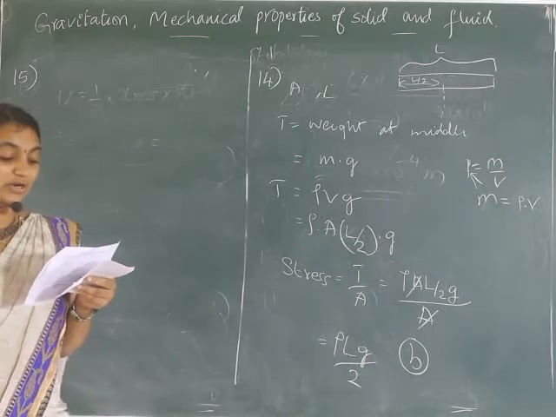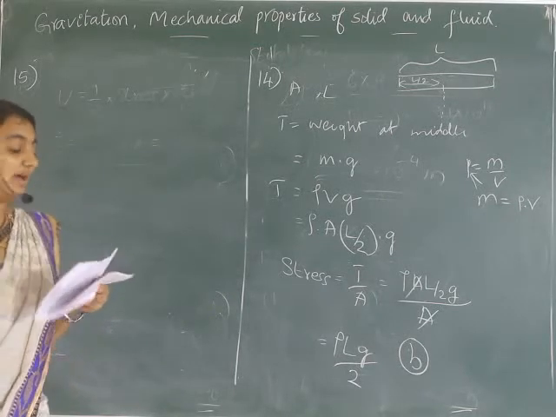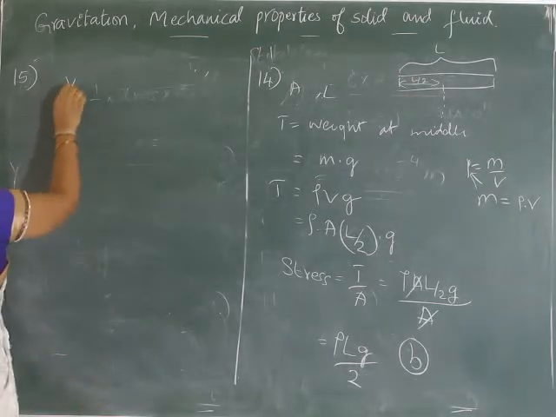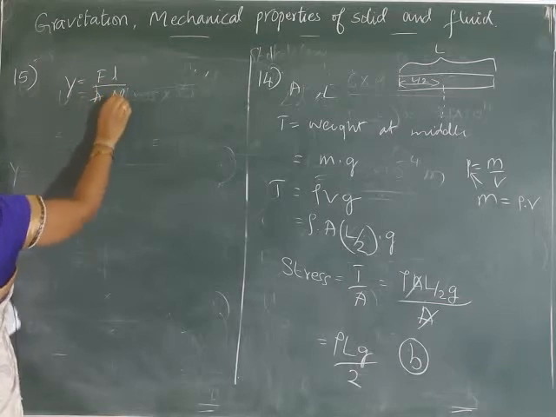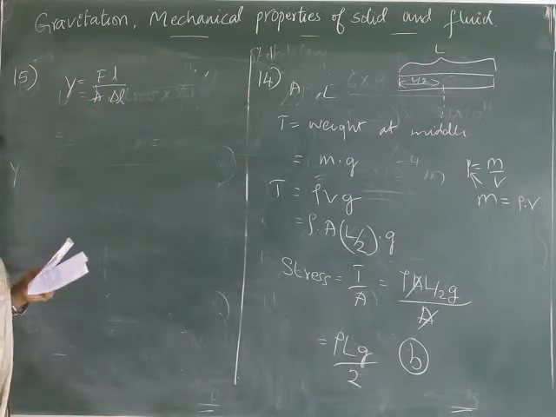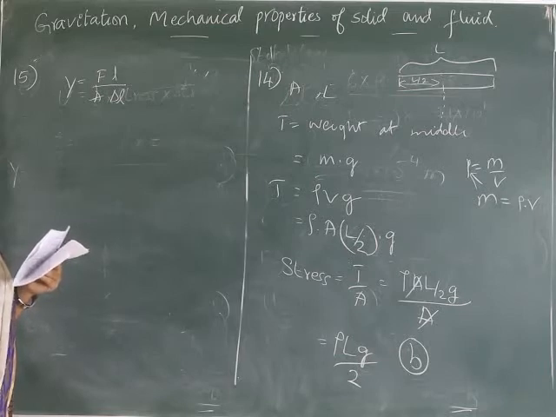Okay, Young's modulus of steel and brass is given. So we have to use the formula of Young's modulus, FL by A delta L. Okay. They have been extended by a length of 1 millimeter.